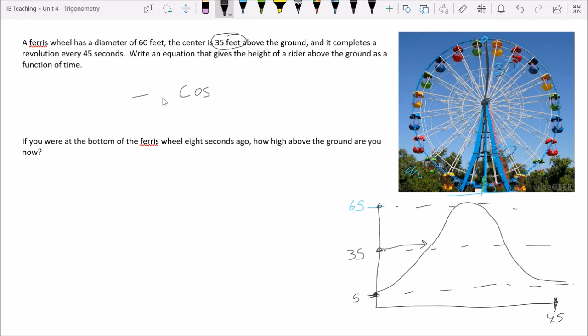Notice I left a space here because I need to include the amplitude. The amplitude, recall, is just this distance, from the high to the mid, or from the low to the mid, same distance. So that's going to be 30. So I have negative 30 cosine. There's going to be a t in here for time. Again, it's okay to use x or theta, but I'm using t for time.